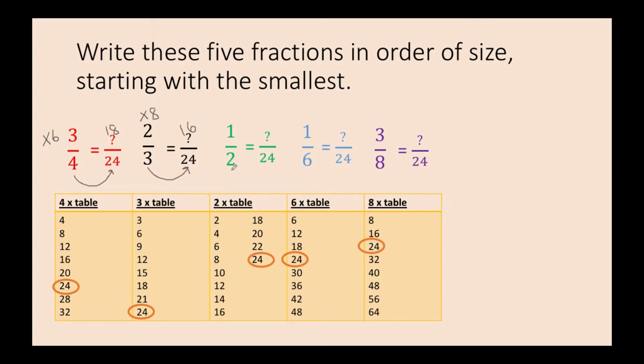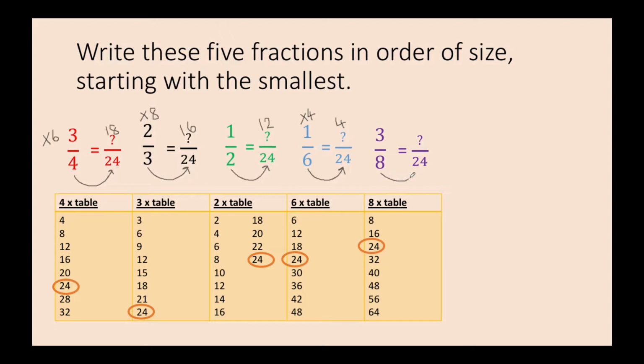We then have a half. What did I multiply 2 by to get to 24? 1, 2, 3, 4, 5, 6, 7, 8, 9, 10, 11, 12. So 1 times 12, that's an easy one, is 12. What did I do to 6 to get 24? So 1, 2, 3, 4. I times it by 4. So I have to times 1 by 4. Another nice one. So 1 times 4 is 4.